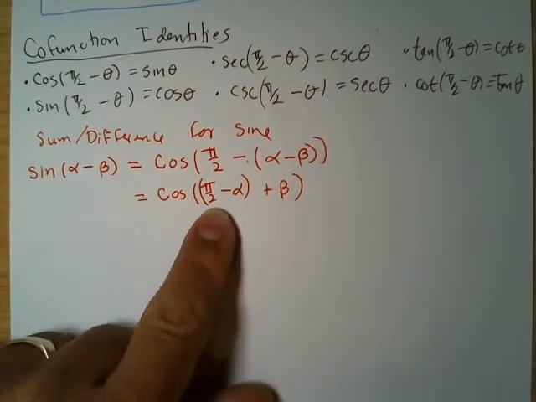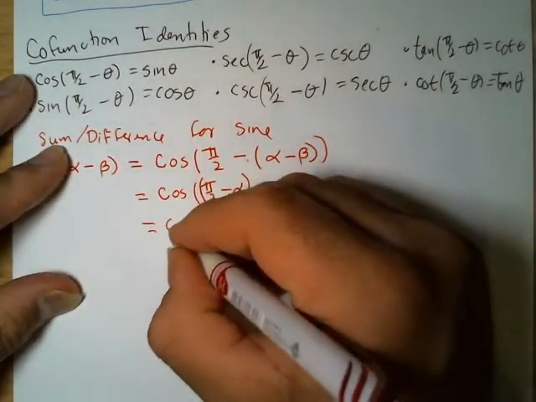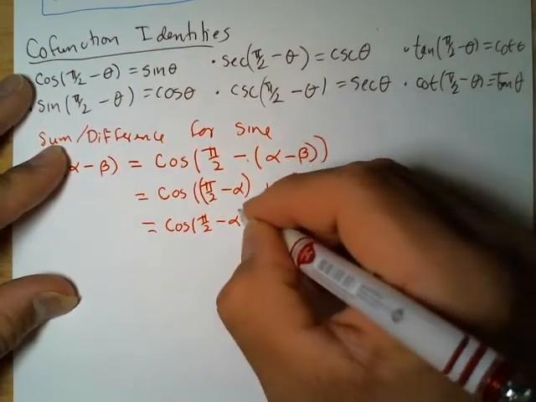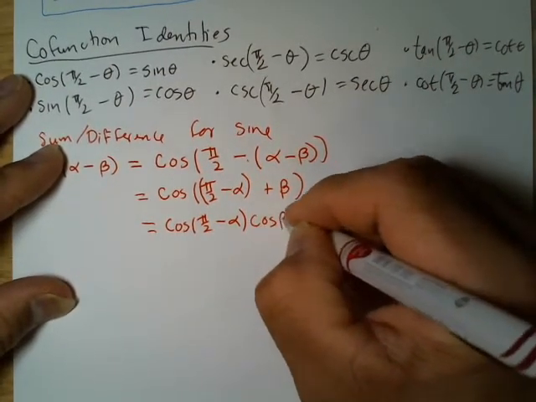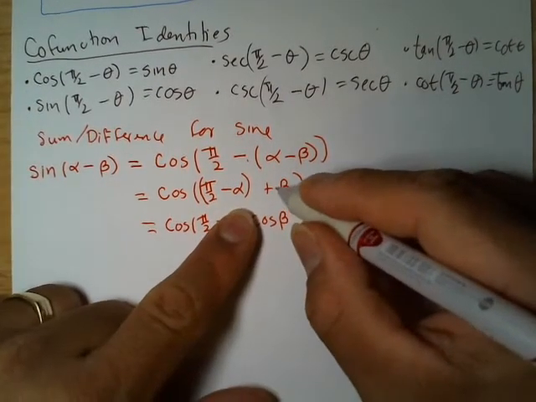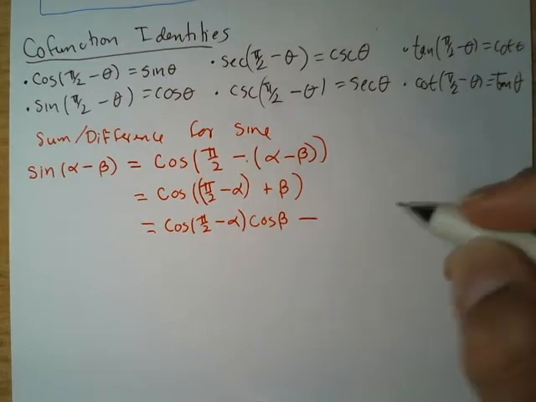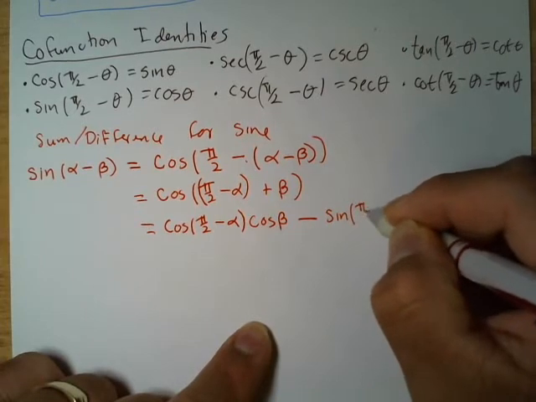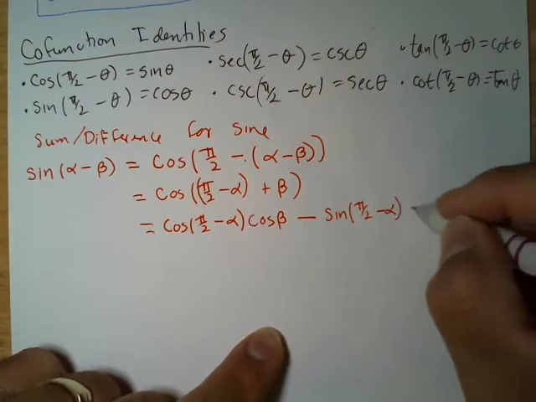Once I reassociate it, I can use my sum formula for the cosine, and the sum formula states: cosine of pi over 2 minus alpha, cosine of beta, and a sum corresponds with a difference in the cosine. So minus sine of pi over 2 minus alpha, and here sine of beta.